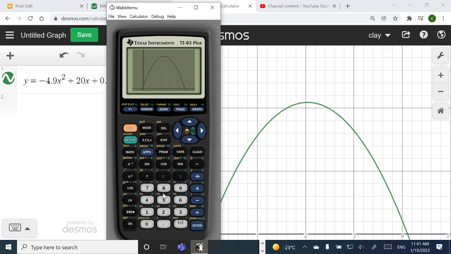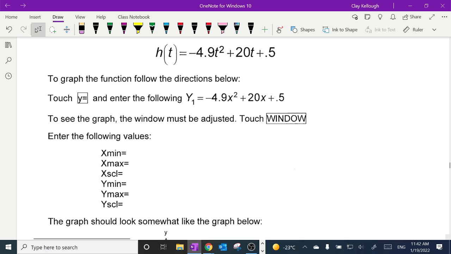Yay, we got it. So that's it. I'm going to say that my window settings are X minimum from -1 to 5 with a scale of 1. Now, when would you change the scale? You're putting a very big strain on your calculator to make it count by ones if the graph goes up into the thousands. So then I change the scale and say count by 10s or by 20s or by hundreds.